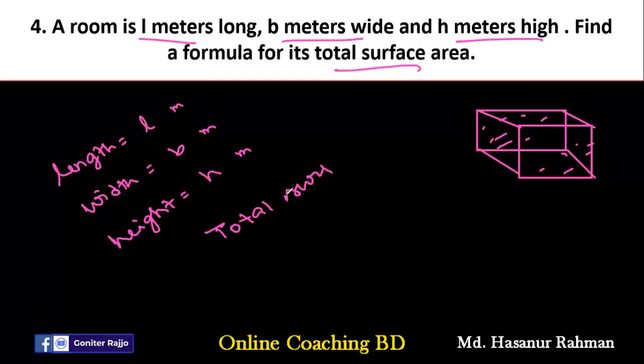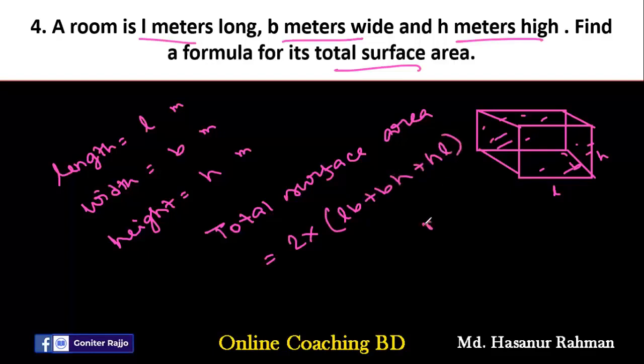Total surface area will be here. If we look at the front side, we get only length and height. So there is 2 length and height. If we look at left and right, you will see that 2 breadth and height. If you look at the up and down, you will get 2 length into breadth. So length, breadth, height, then you will get this thing. So total surface area will be 2 multiplied by LB plus BH plus HL, and unit should be meter square.